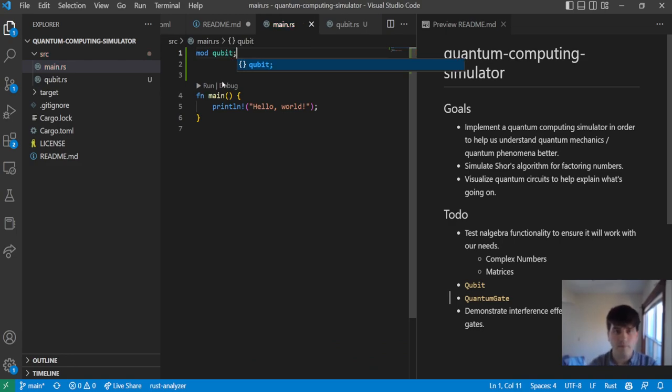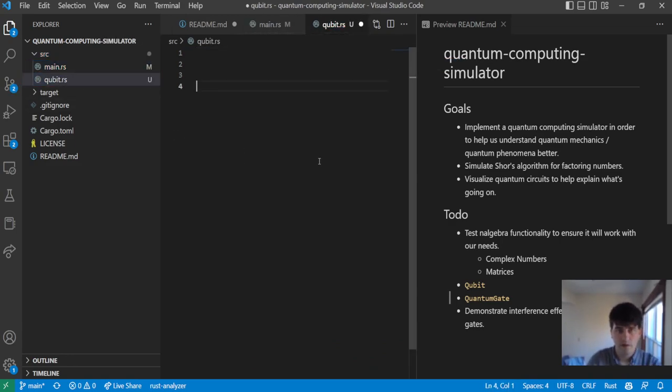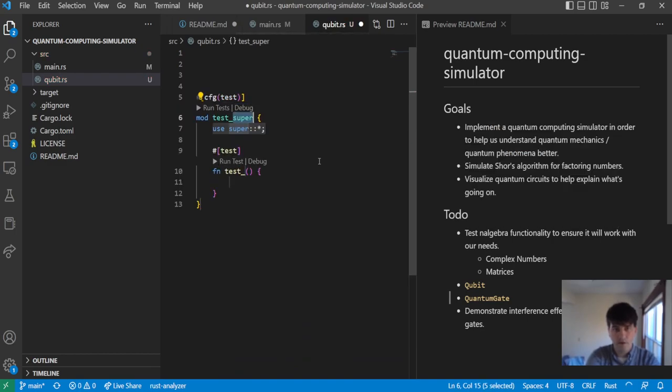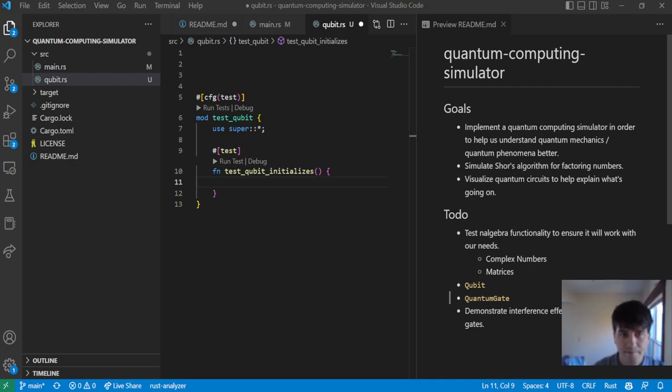Qubit. And test M. Qubit. And we will say qubit initializes. Actually, even before we do that, we should test something. Well, let's start there. Qubit initializes is fine. Let's start there.